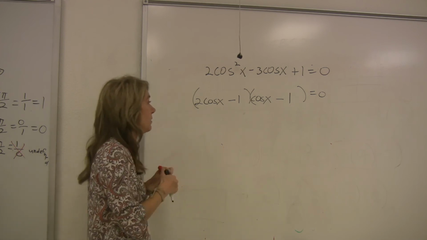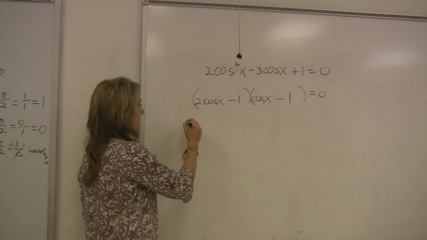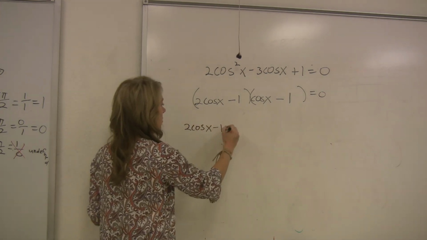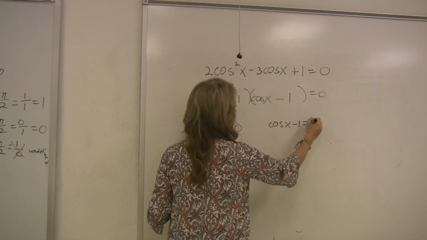We have it equal to 0. What do I do? Set both of those equal to 0. So 2 cosine x minus 1 equals 0, or cosine x minus 1 equals 0.